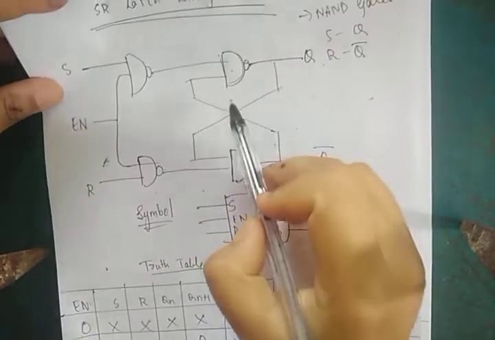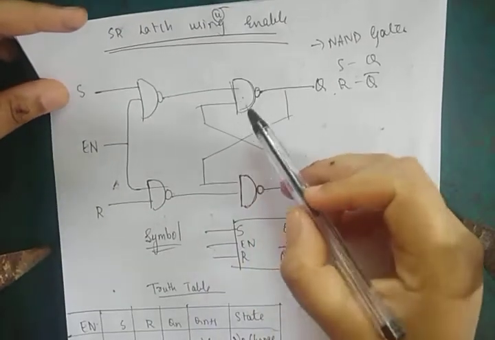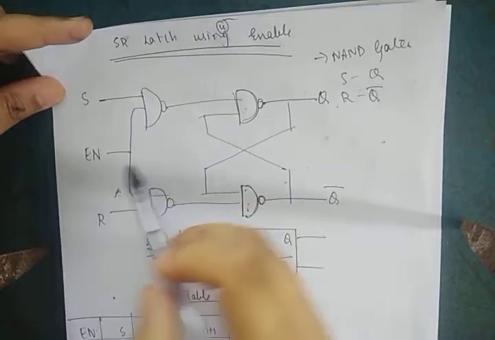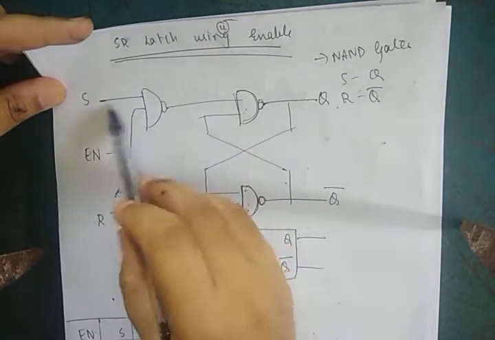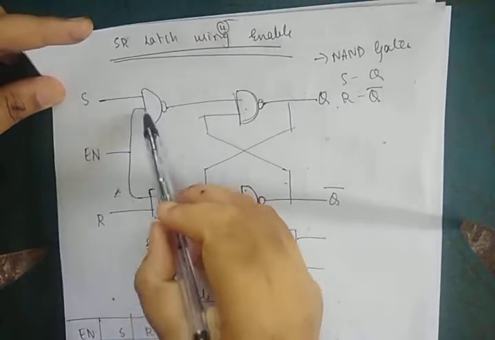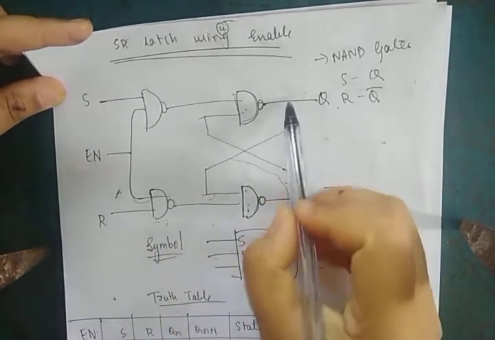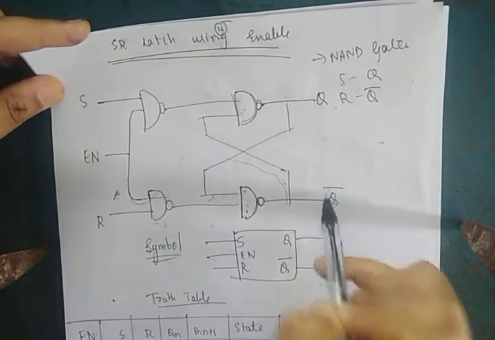NAND gates. The configuration is a little bit different here. Apart from 2 NAND gates, here I have to use another NAND gate. Here I have S, R. Here the enable is connected. And here, as usual, the crisscross should be there. This is Q and this is Q bar.